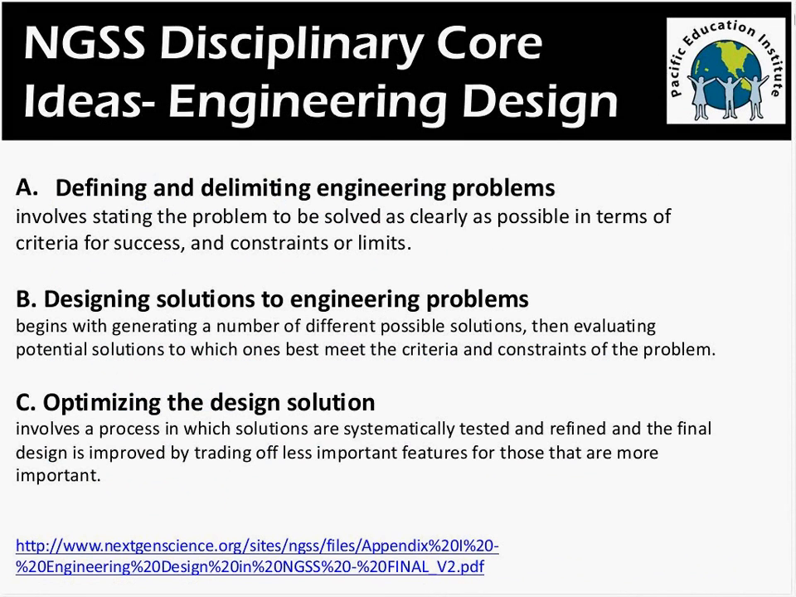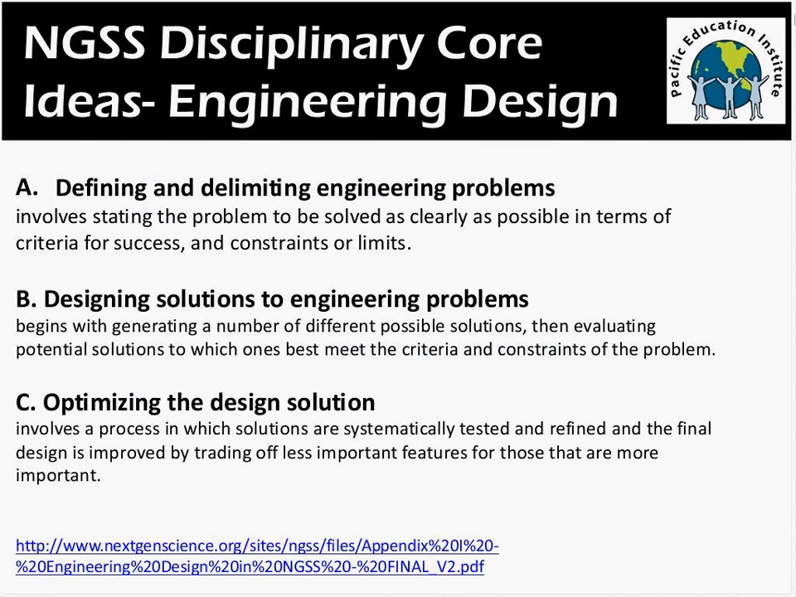But just looking at the parts to engineering design, the first is A, defining and delimiting engineering problems. So this involves stating a problem to be solved as clearly as possible in terms of criteria for success and constraints or limits. B, designing solutions to engineering problems. This begins with generating a number of different possible solutions and then evaluating potential solutions to see which one best meets your criteria and constraints. And C, optimizing the design solution.